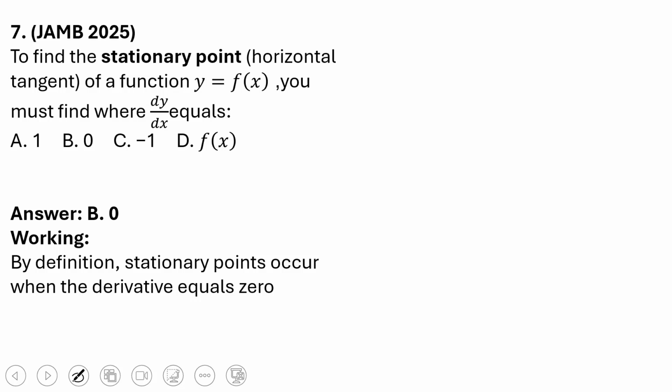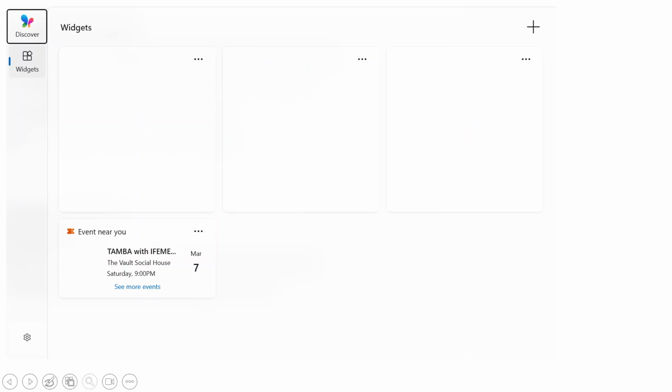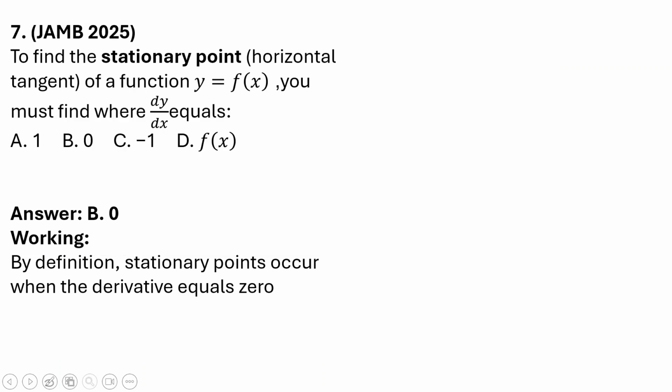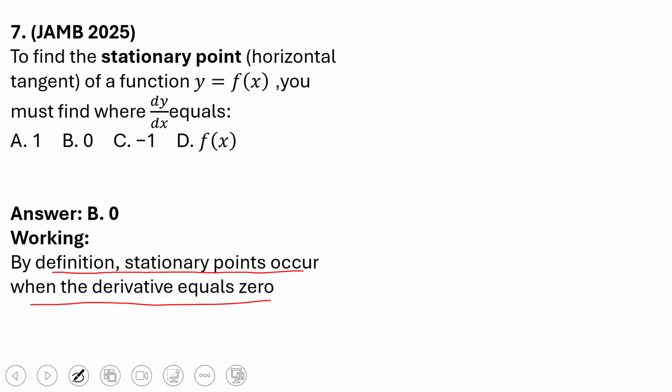Number 7 says to find the stationary point, the horizontal tangent of a function f of x, you must find where dy/dx equals 0. By definition, a stationary point occurs when the derivative equals 0, when dy/dx equals 0. So that's answer B.